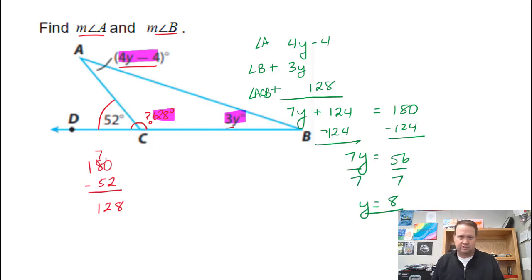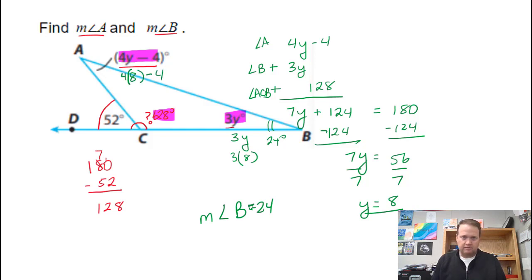I need that answer because this angle right here is 3y, which is really 3 times 8. So this angle B is 24 degrees. So the measure of angle B is 24. And let's go find the other one. That was 4y minus 4, which is 4 times 8 minus 4. That is 32 degrees minus 4. That's also 28. So the measure of angle A is 28 degrees.